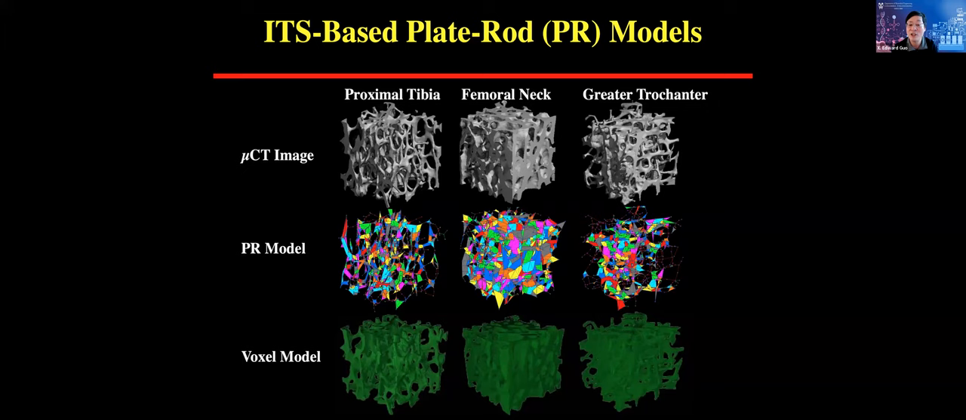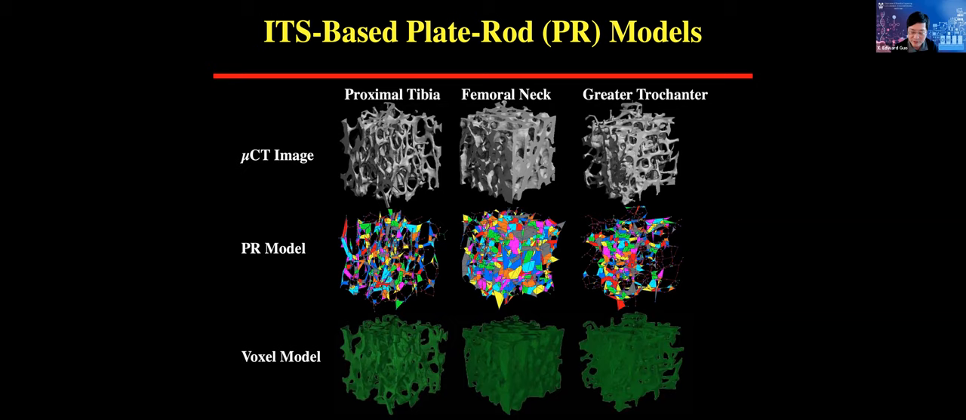We call them PR models, right? You can see the middle one is the plate representation. And then biomechanically, we can also make another model, which we call a voxel model. Therefore, there's no assumption of plate and rod. They are the original structures in here. And then we can do experiments on the sample.